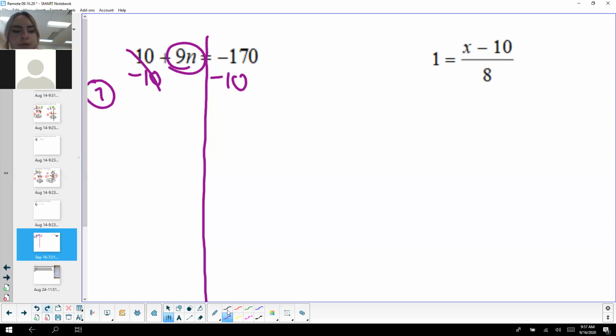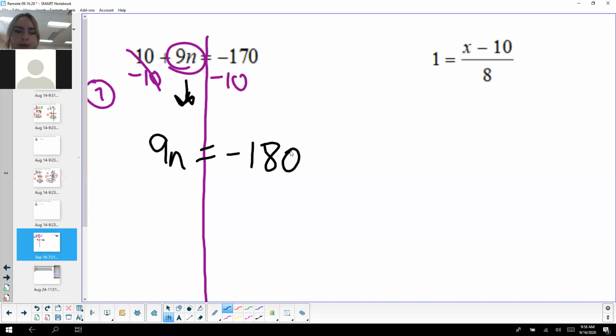All right, so I'm going to rewrite. I'm going to bring down my 9n. Sorry, this is kind of hard sometimes. 9n equals negative 170 minus 10. With those negatives, it can be kind of weird. Make sure that you're entering negatives in your calculator. I don't want you to get a quiz question wrong because you're not entering it correctly. So negative 170 minus 10 is going to give us negative 180.